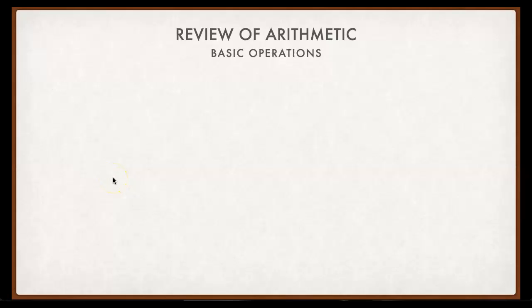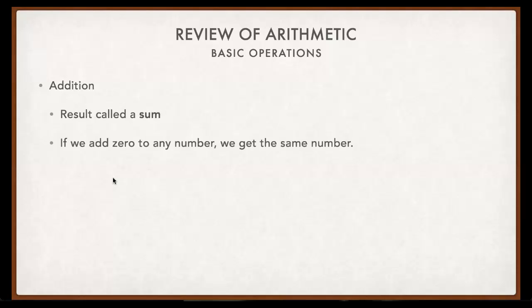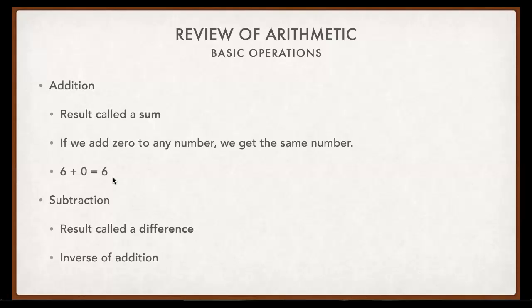Our four basic operations, as a reminder: addition, when we add two things together, that's called a sum. Also, if we add 0 to anything, we get the same number. If you have $10 and I give you 0, you still have $10. The inverse or opposite of addition is subtraction, and there we call it a difference. Be careful, remember that with addition and subtraction, addition can be done in any order, but subtraction you have to do left to right.